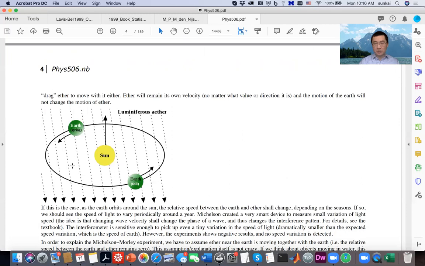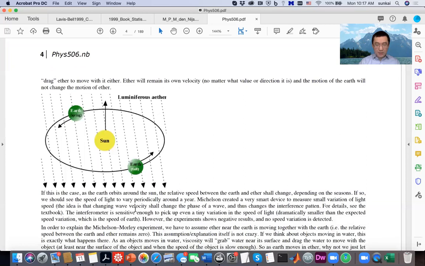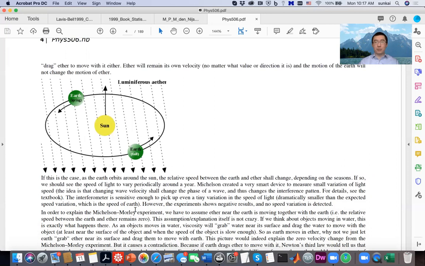It only proves that the ether, if it exists, cannot have a fixed velocity everywhere. If the ether has a fixed velocity everywhere, moving together with the same velocity, then indeed, that's disproved by the Michelson Morley experiment. But the Michelson Morley experiment itself does not prove ether cannot exist. Instead, for people holding the ether picture, the way they explain the Michelson Morley experiment is the following.